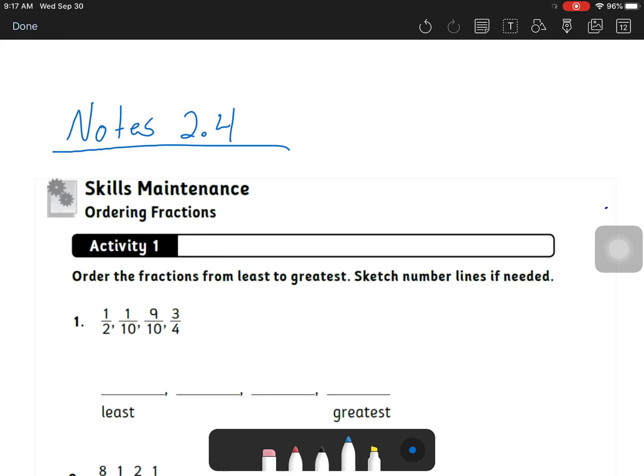Hey, Transmath class, these are your notes for 2.4. We're going to look at fractions with improper and proper fractions and the difference between those.